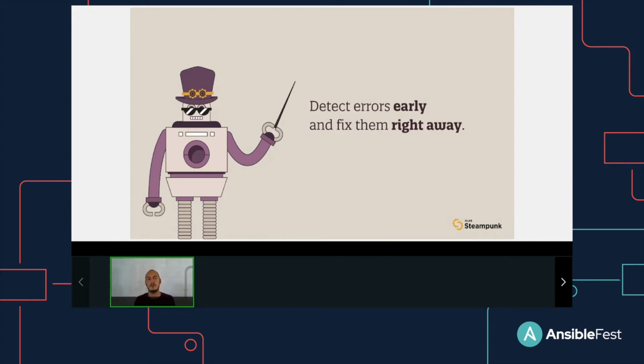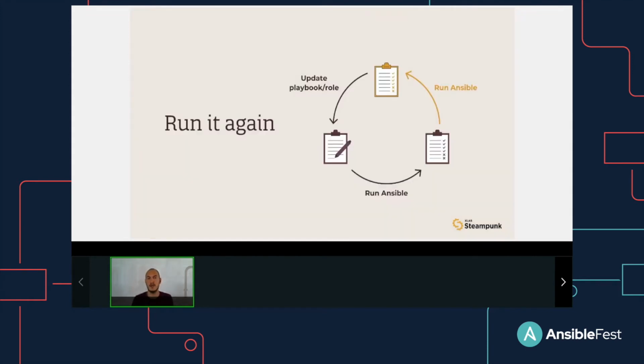Okay, so this is the first thing I think it's important to start with. And now we can, well, add another Ansible run. So running things again is probably one of the most important things we should do when we develop Ansible playbooks.